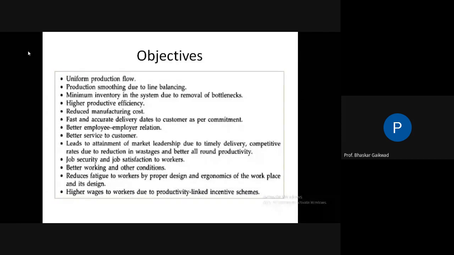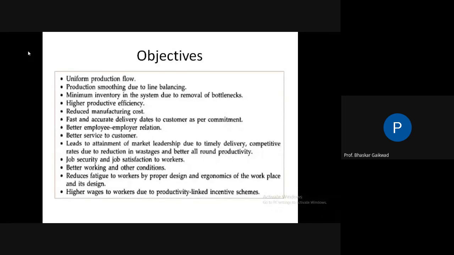Then third, minimum inventory in the system due to removal of bottlenecks. Inventory should be minimum. Why should it not be maximum? Because maximum inventory means a very big stock available in the stores, and money is locked in it, because to purchase the raw materials we require money. If we take this money from the bank, interest will be there. And the materials will remain idle, so definitely there is an effect of increasing interest. So the minimum inventory should be there so that continuous flow of production will be there.